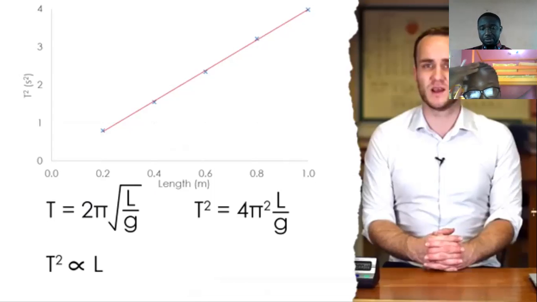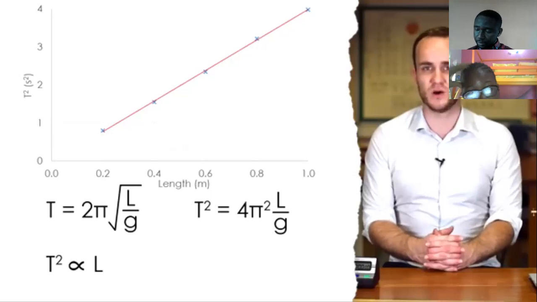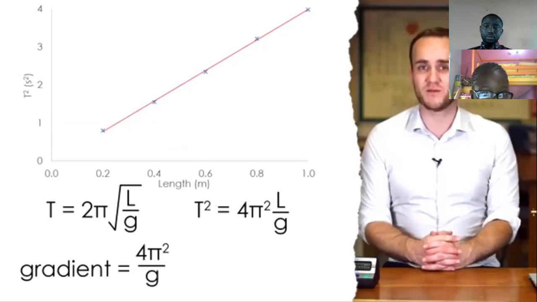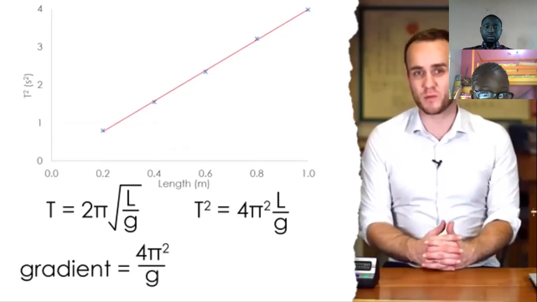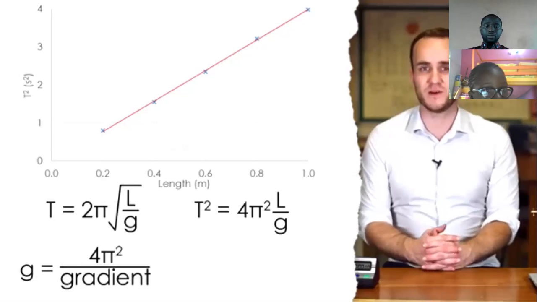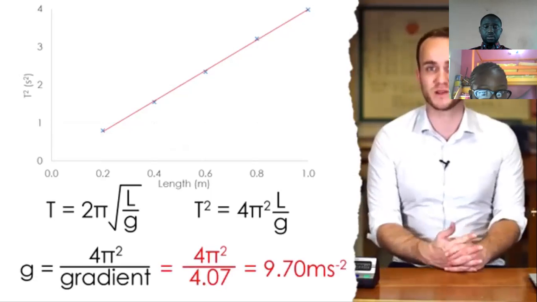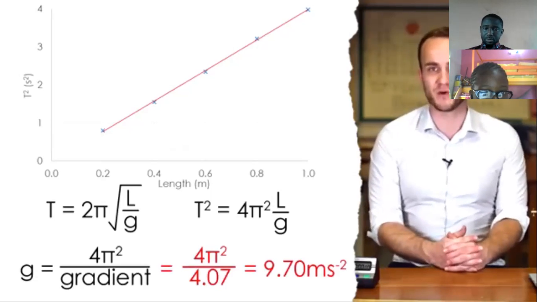All right, let's continue, please. And L, the length of the piece of string, on the x-axis. Finding the gradient, that is equal, according to the equation, to 4 pi squared divided by g. So what I can do is verify this relationship by finding g. Just swapping gradient and g over, we end up with g equals 4 pi squared over the gradient.